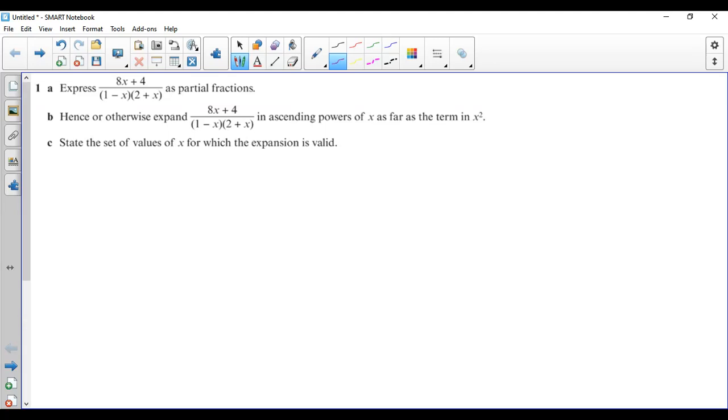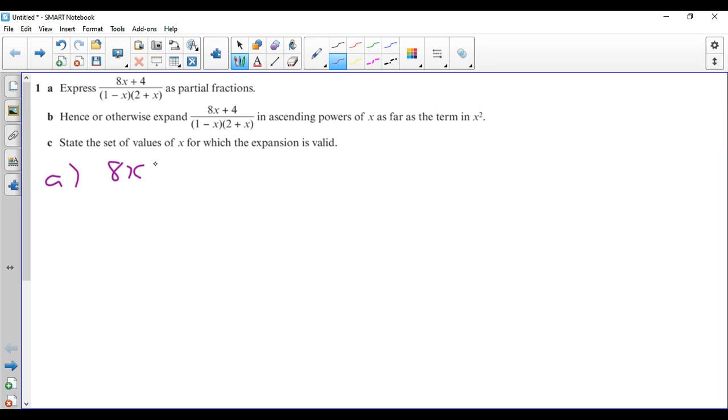Exercise 4C question 1. Okay, so this is going to combine all our skills together from our partial fractions and our binomial expansion. These are pretty typical exam questions. So let's have a go and see where we get on. So first things first, partial fractions.